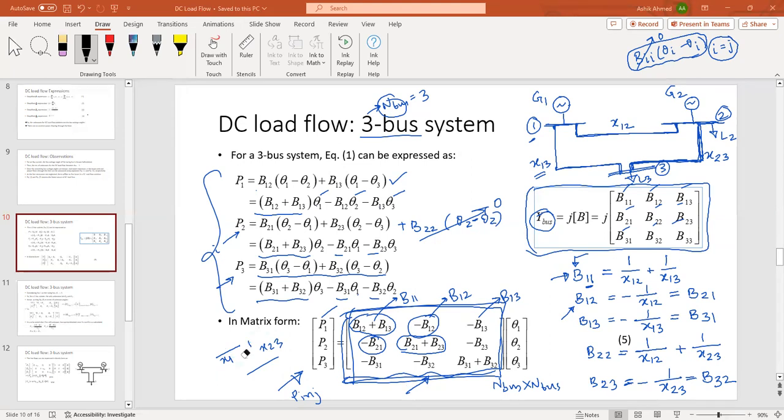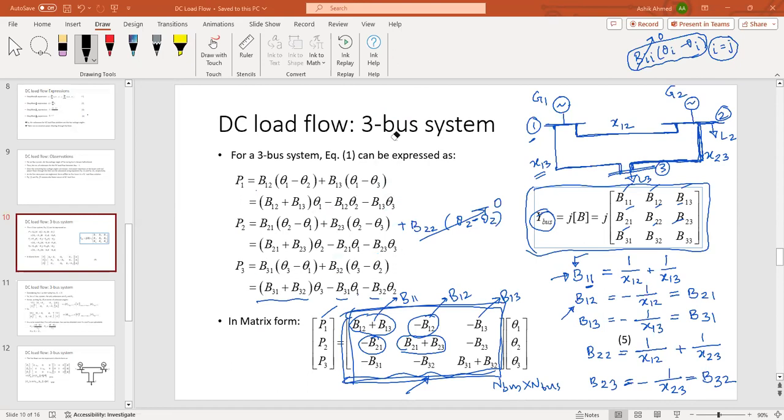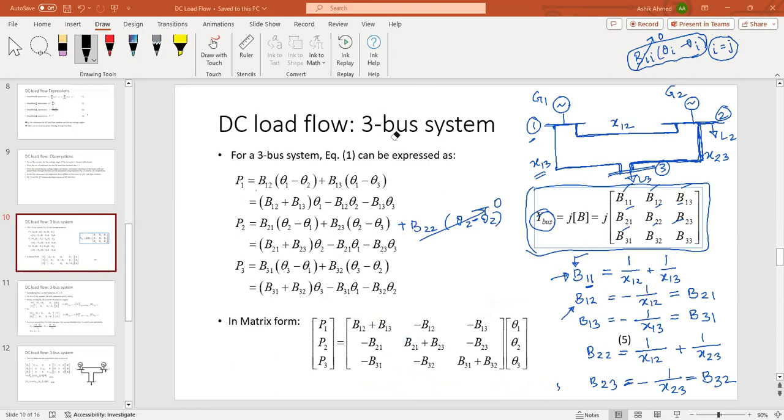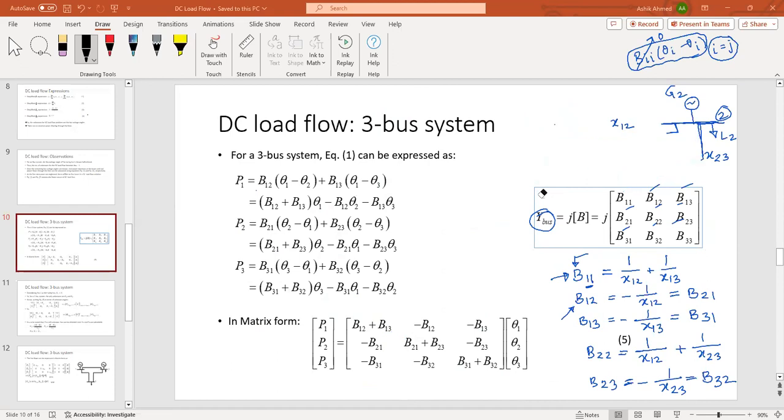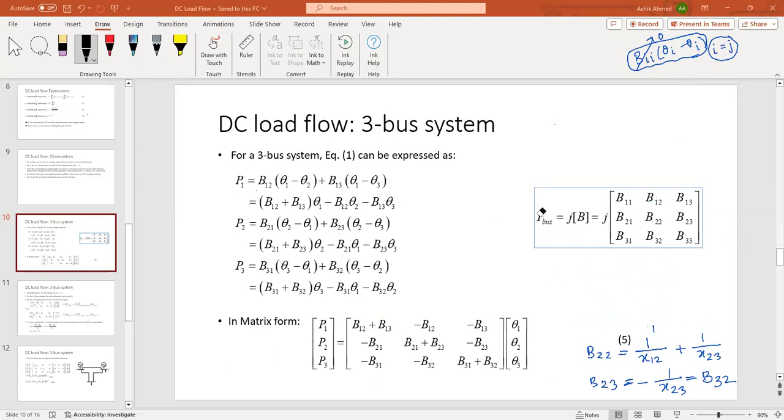So now, once we have the B matrix, then we can complete our entries for a given network data, given line data. We can calculate all these B's. Okay, and once we do that, then we can solve for the P injections if we know the theta, right? But the question is, do we need the theta till now? The answer is no. Thetas are basically our unknowns for the DC load flow problem. So first of all, we have to find a way to find out the thetas.